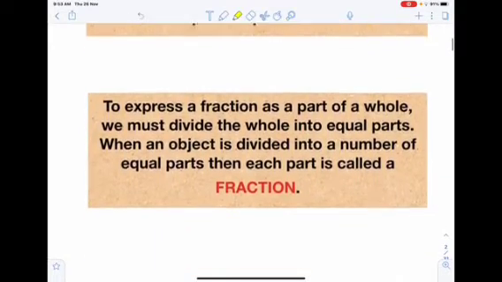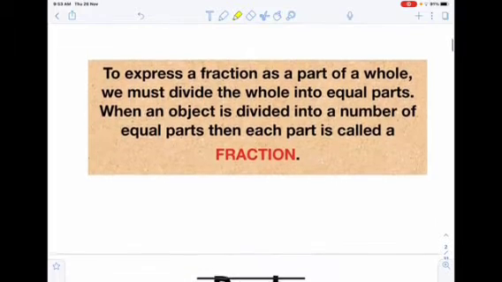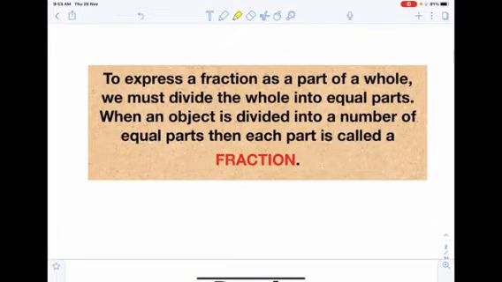Now, how do you express fractions? To express a fraction as a part of a whole, we must divide the whole into equal parts. When an object is divided into a number of equal parts, then each part is called a fraction. I hope it is very clear now. See, what we are trying to express is a fraction is expressed as a part of a whole. It is not the whole thing as such, but it is just a part of the whole.